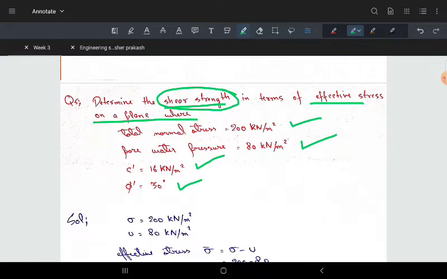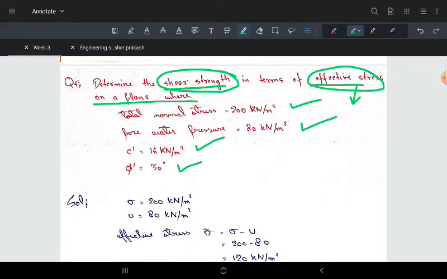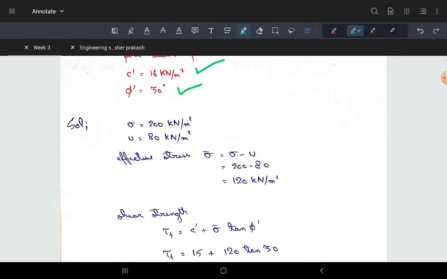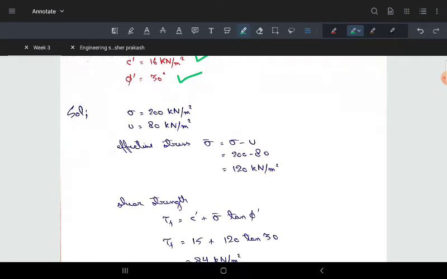Stresses are of two types: total stress and effective stress. We have to find it in terms of effective stress. Normal stress is given and pore water pressure is given. C and phi are also given. We have to find the shear strength. So sigma is equal to 200 kilonewton per meter square, pore water pressure is equal to 80 kilonewton per meter square. This is the total stress. We know that effective stress is equal to total stress minus pore water pressure, that is 200 minus 80, which is 120 kilonewton per meter square.